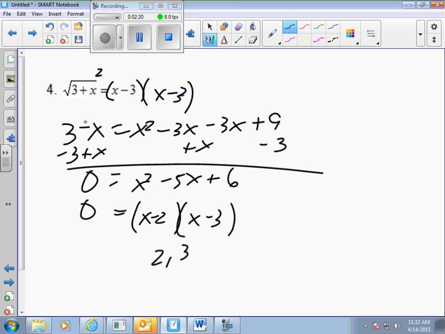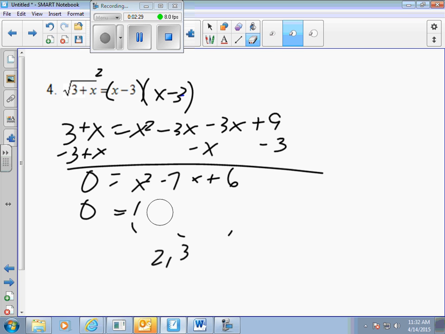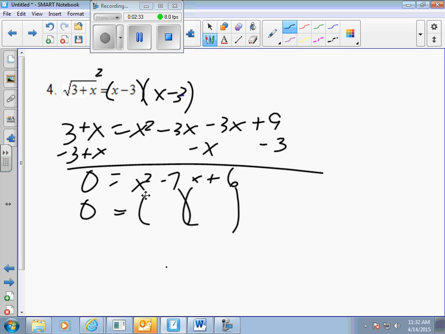Ooh, this is a plus. That makes that one a minus. Let's make this a 7. All right, let's refactor that. My bad. In this case, when it's a minus 7, I get x minus 1 and x minus 6, so I get 1 and 6 are my two answers.